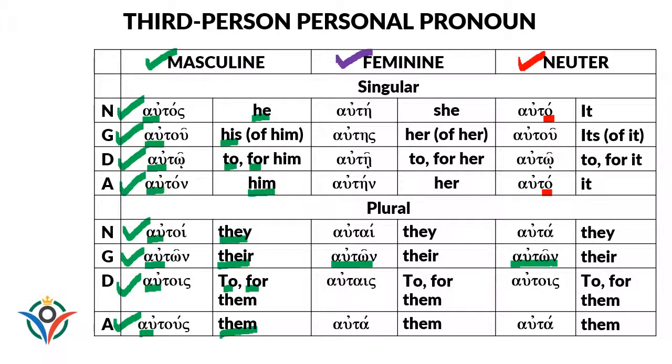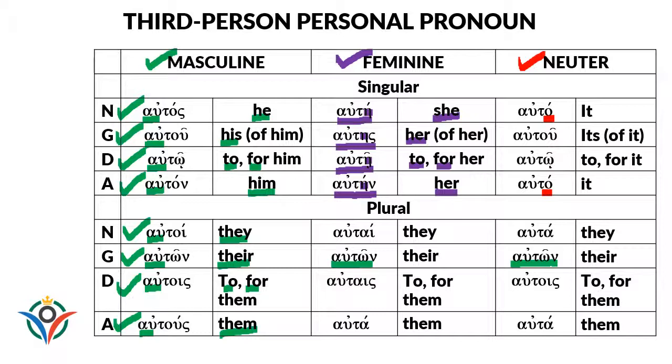All right, let's move now on to the feminine forms. All right, so the nominative singular is aute. All right, because it ends with an eta, it's going to take the eta pattern, which is consistent with all the singular forms. So aute we translate as she, because it's feminine. The genitive is autes, we translate as her. The dative, aute, to or for her, and autein, which we translate as her.